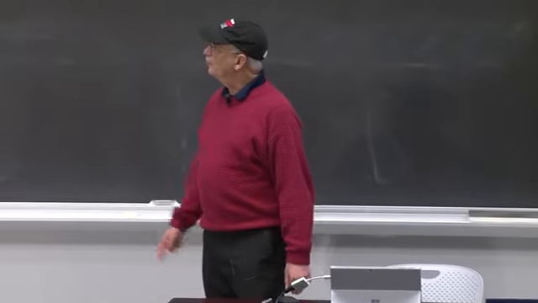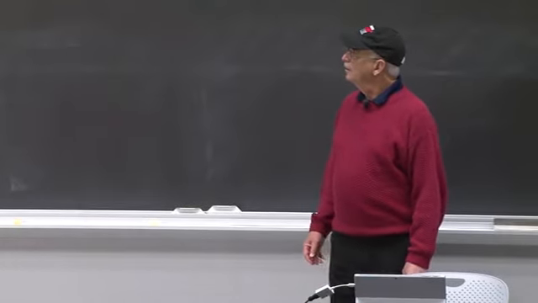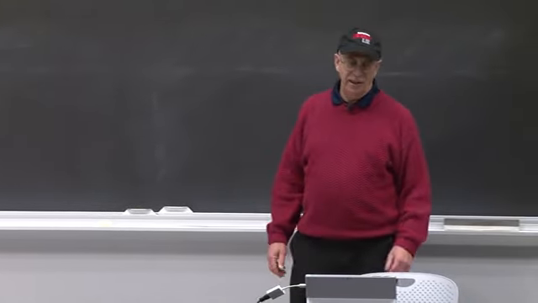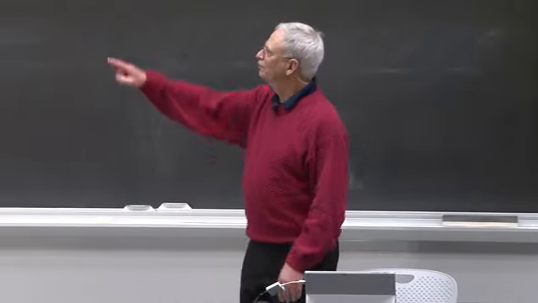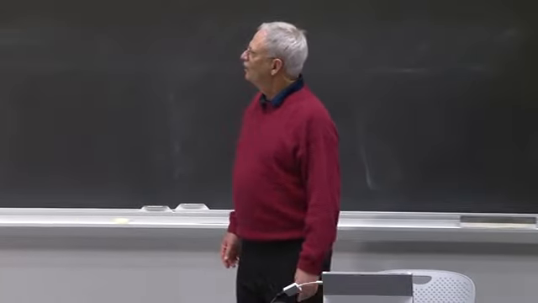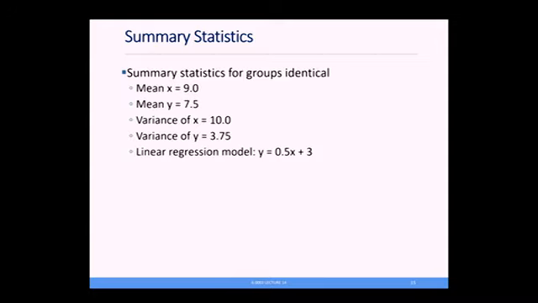Here's one I like. This is from another famous statistician called Anscombe. And he invented this thing called Anscombe's quartet. I take my hat off now. It's too hot in here. A bunch of numbers, 11 x,y pairs. I know you don't want to look at the numbers, so here are some statistics about them.